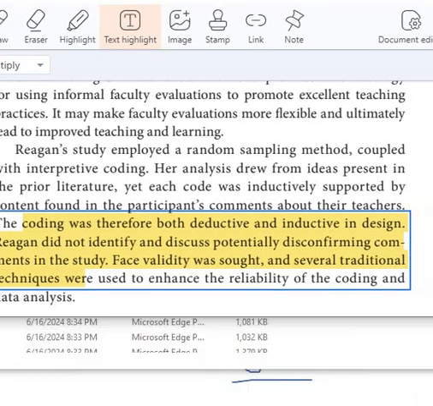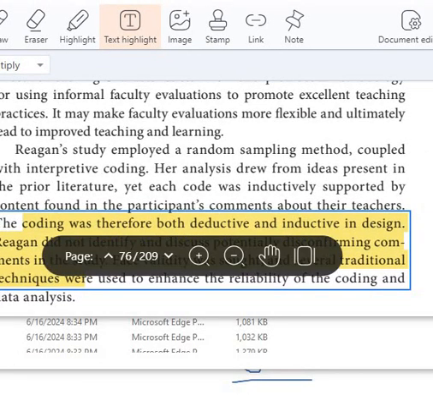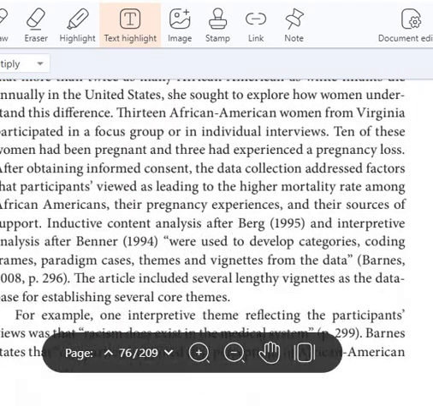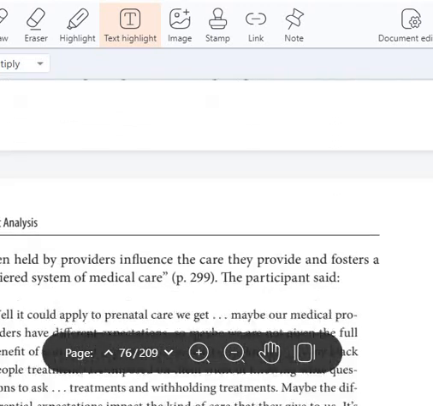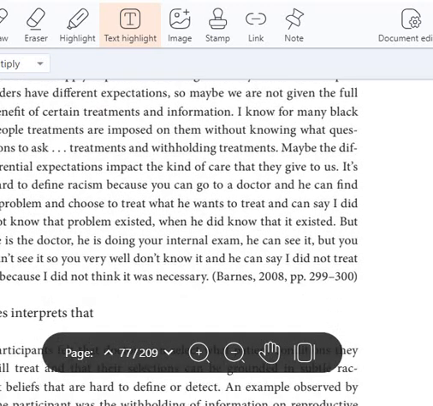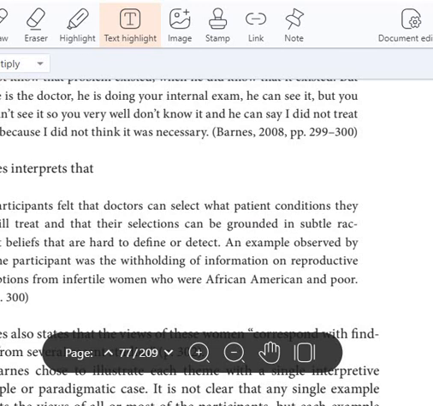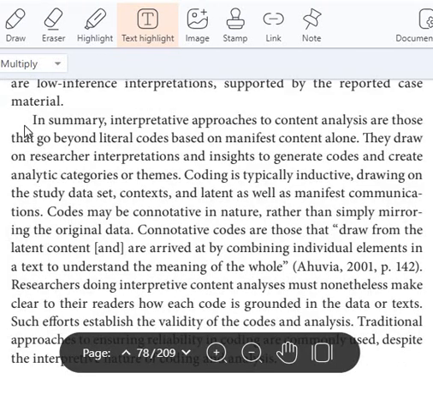Okay, let's move on to the next section here, which is all about an interpretive content analysis of African American pregnancy loss and infant mortality. I'll leave it to you. This is another example of interpretive content analysis. We can read the summary of this third example, which is the last paragraph here of this section. Okay, let's read this.